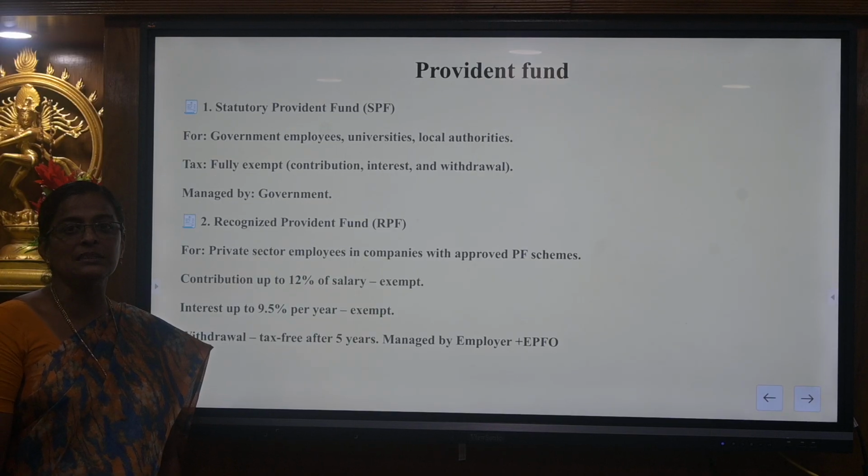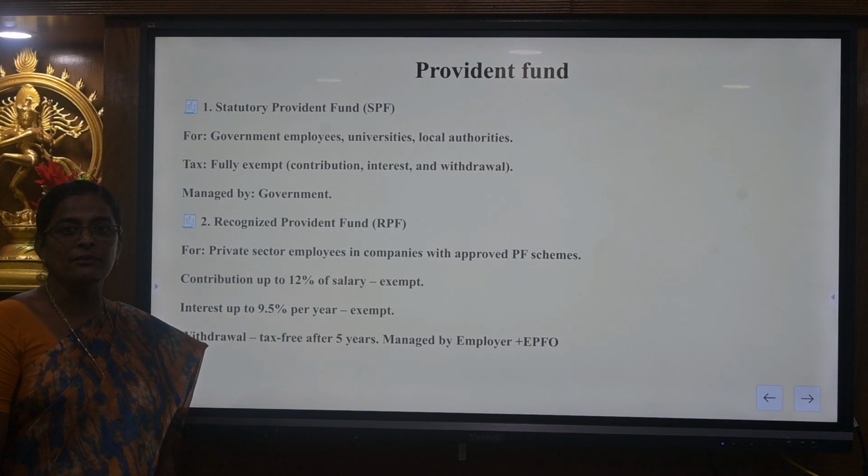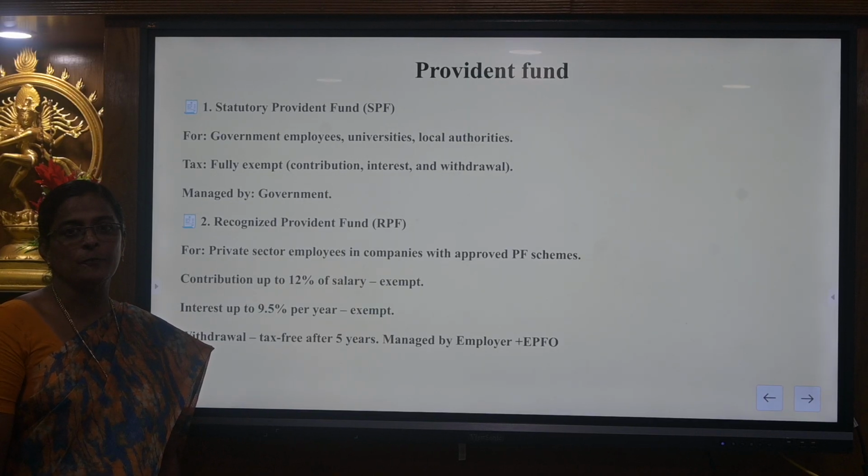And next one is Unrecognized Provident Fund. It is not recognized by the Commissioner of Income Tax. And the investment can be made by the employee only and it cannot claim any exemptions for the Provident Fund.